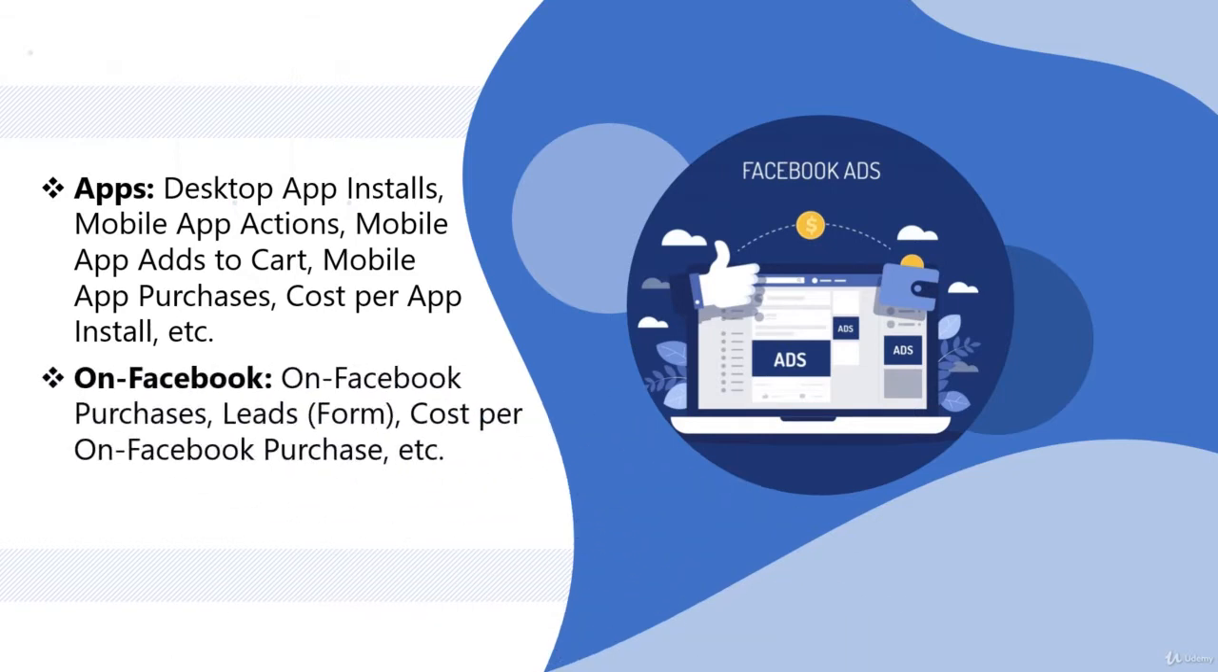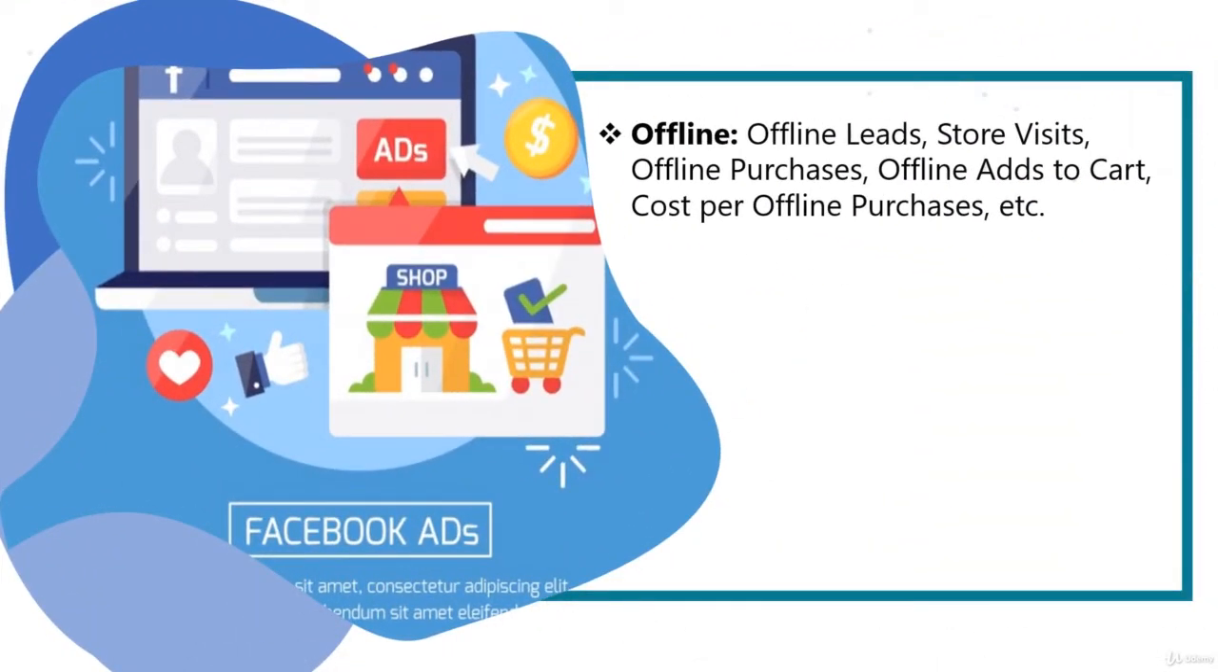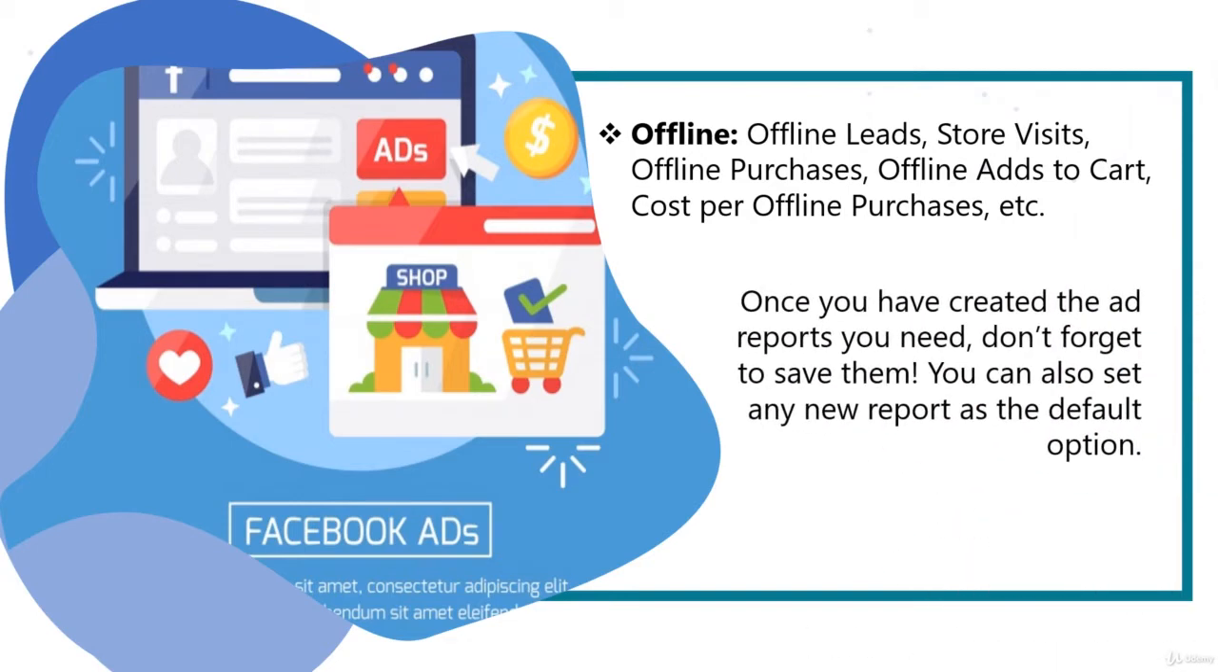On Facebook: purchases, leads, form, cost per on Facebook purchase, etc. Offline: offline leads, store visits, offline purchases, offline adds to cart, cost per offline purchases, etc. Once you have created the ad reports you need, don't forget to save them. You can also set any new report as the default option.